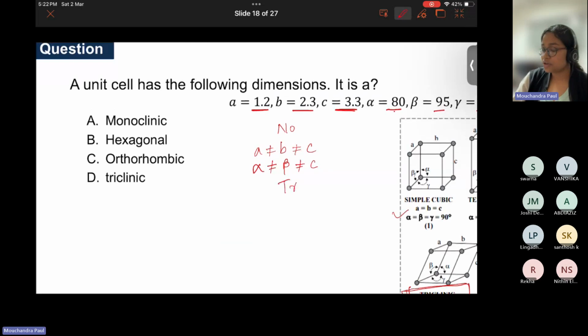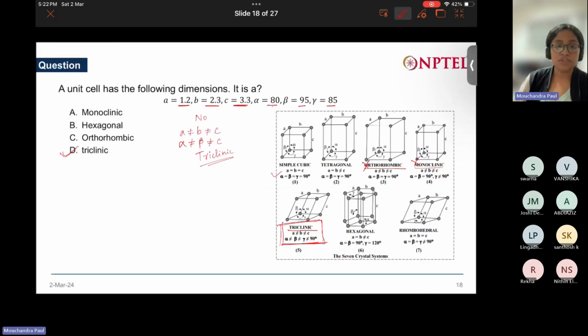Now you compare. So your unit cell is triclinic. You come back to the options, and what do you see? Option D is correct here. The structure is neither monoclinic, nor hexagonal, nor orthorhombic. Okay, this is how you should approach a problem like this. Understood?